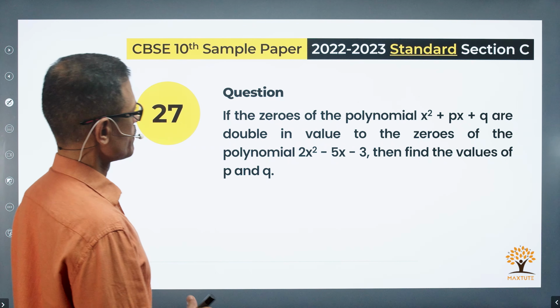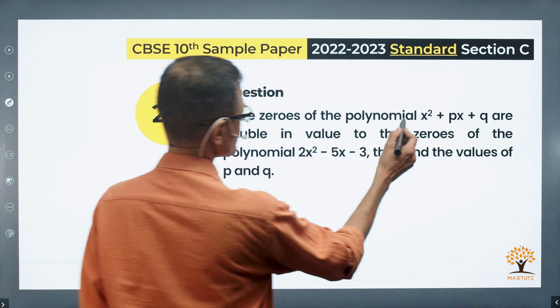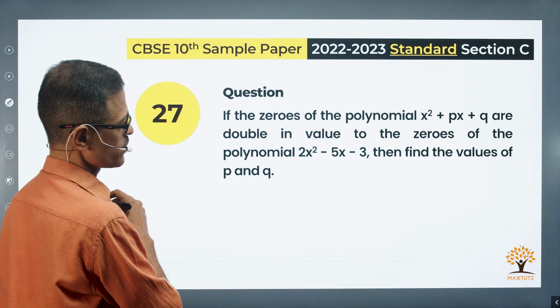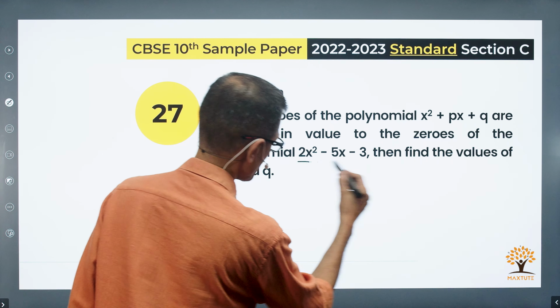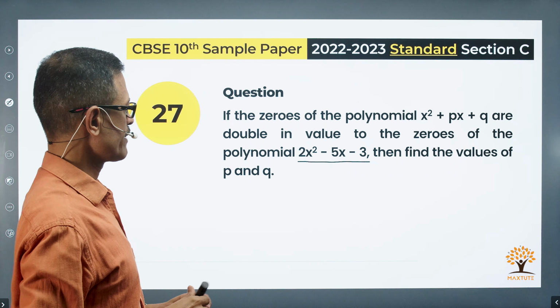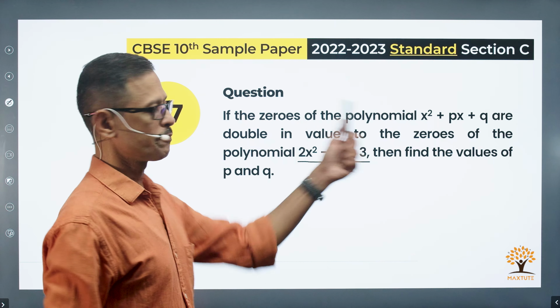Question 27, this is from polynomials. If the zeros of the polynomial x square plus px plus q are double in value to the zeros of this polynomial, 2x square minus 5x minus 3, then find the values of p and q.